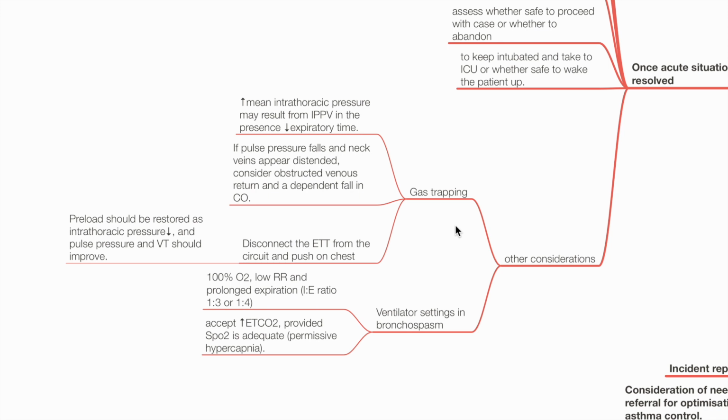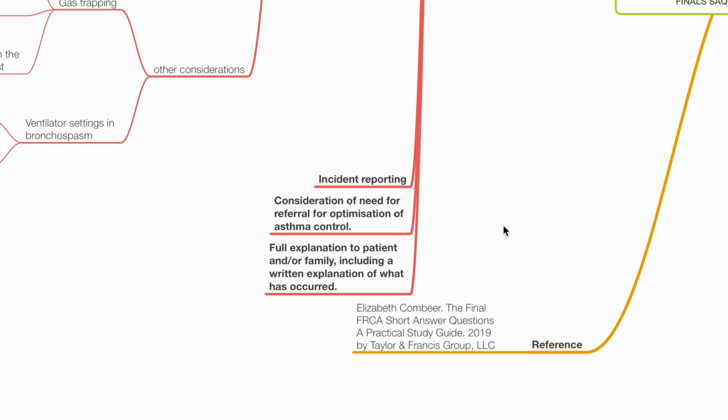Typical ventilator settings in bronchospasm include high FiO2, low respiratory rate, and prolonged expiration with a prolonged I:E ratio. Accept increasing PaCO2 as long as SpO2 is adequate, i.e. permissive hypercapnia. Followed by incident reporting, consideration of need for referral for optimization of asthma control, and full explanation to the patient and/or family, including written explanation of what has occurred.